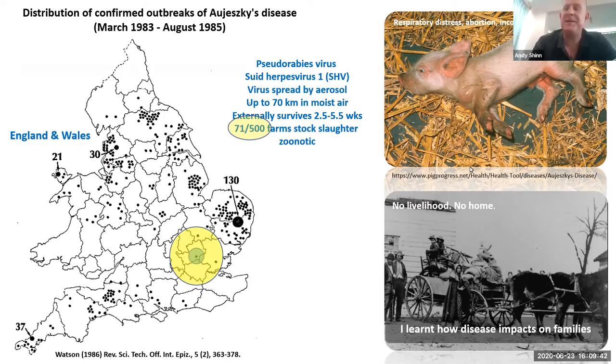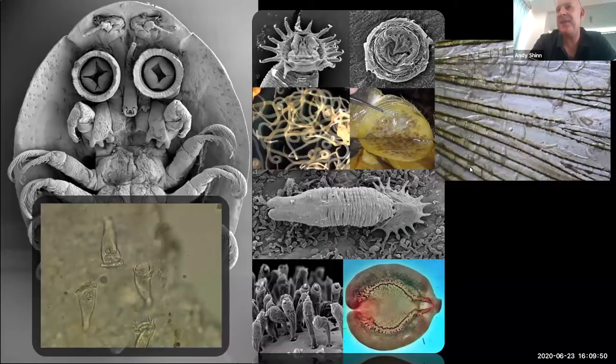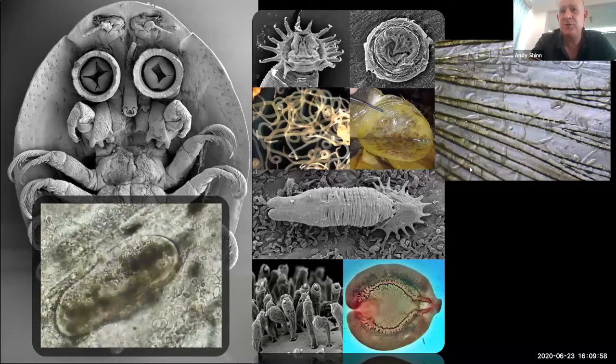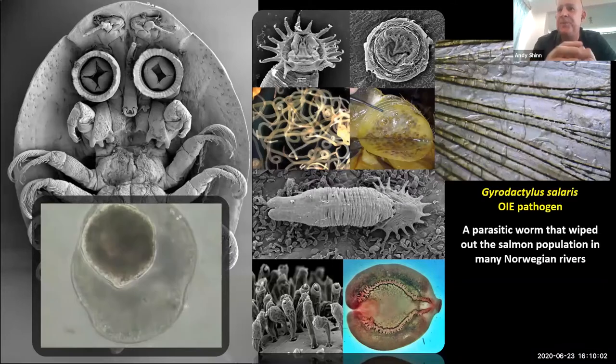And there I got very interested in parasites. I learnt about a particular parasite. You can see the video here in the top right-hand corner. This is Gyrodactylus. This is a small monogenean fluke. It's an OIE notifiable pathogen, which has caused huge problems in Norway. And what it does is just by attaching its hooks into the surface of the skin, feeding away, it causes osmotic disruption to the skin.